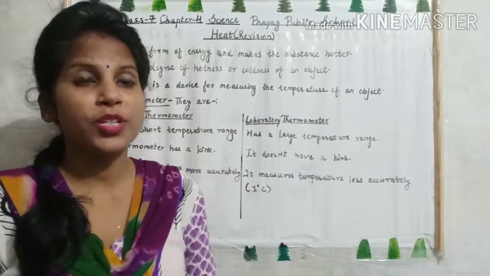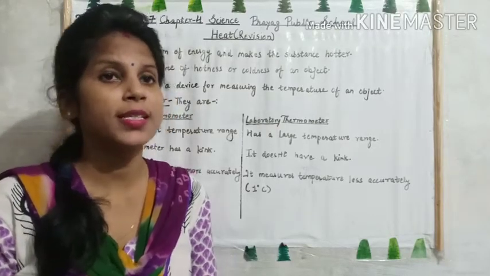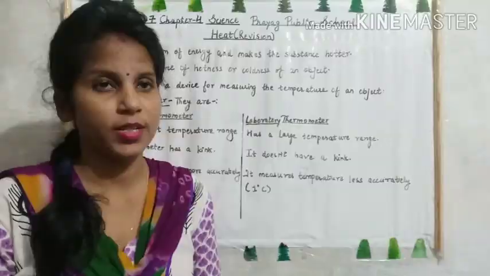And the normal temperature of the human body in degree Celsius is 37 degree Celsius.